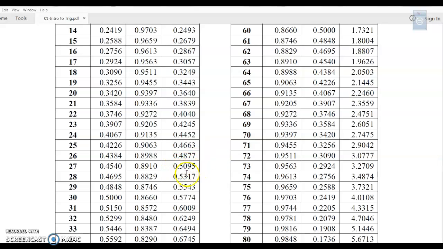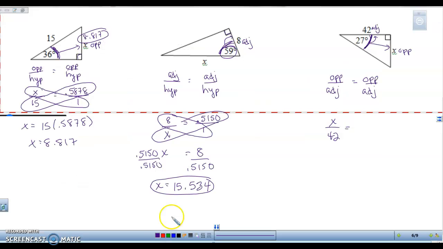It's 0.5095. Okay, so I go back to my ratio here and I put 0.5095 over 1. Now I have my two ratios. I cross multiply to solve. x times 1 is x, and then I have equals 42 times 0.5095.